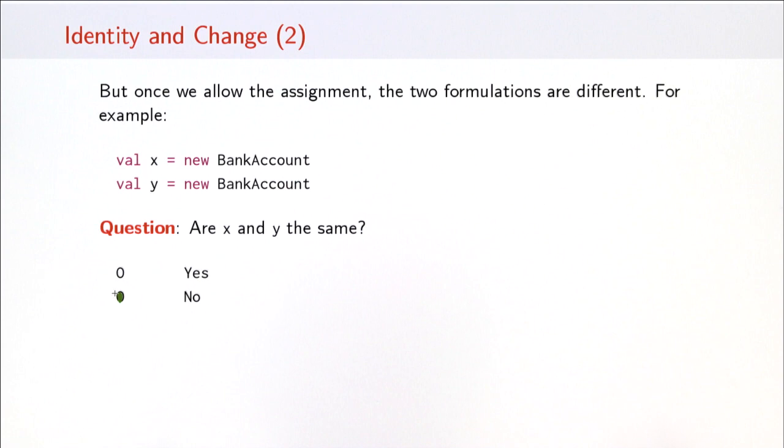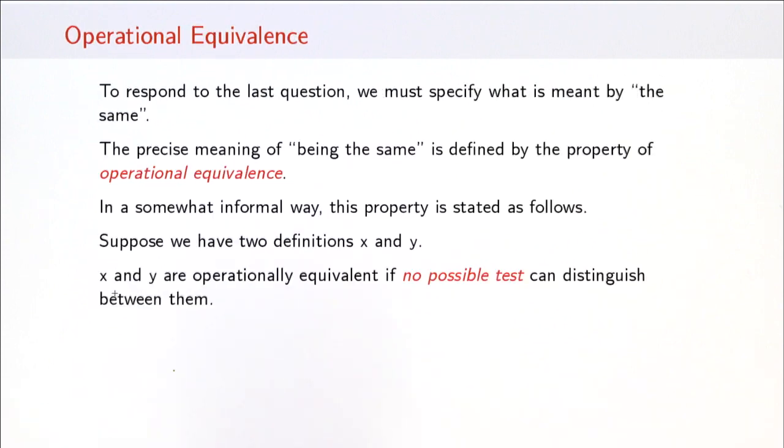Is there something that tells you clearly that now, if you create two definitions with the same right-hand sides, they give you back something different, whereas before it was always the same? When do you make that decision, and in what direction? Well, to respond to that question more precisely, we need a theory of what it means to be the same. The precise meaning of being the same is defined by a property called operational equivalence.